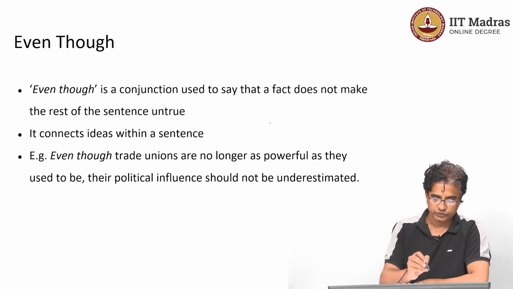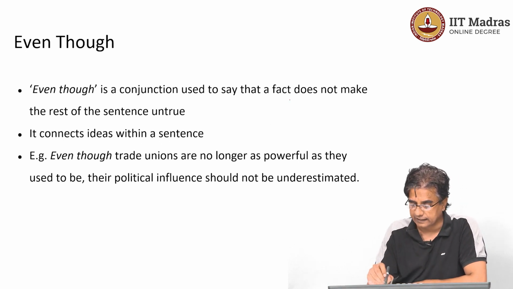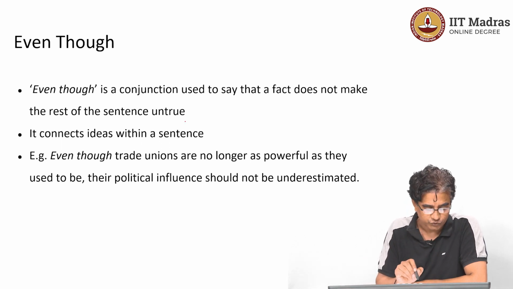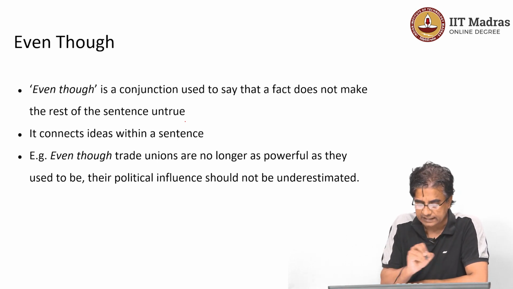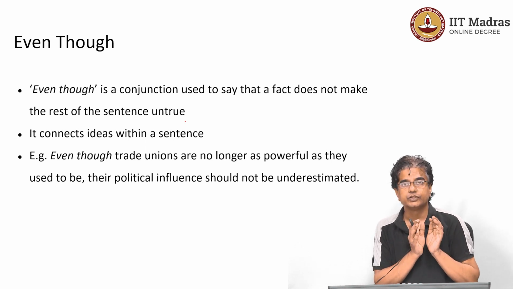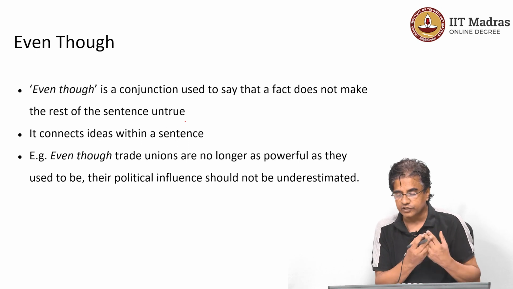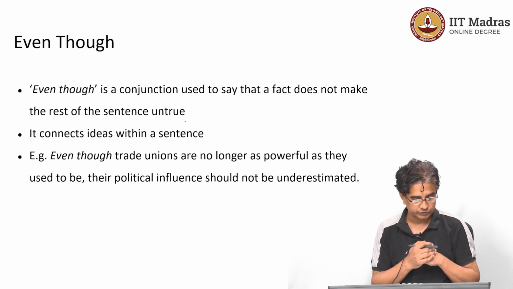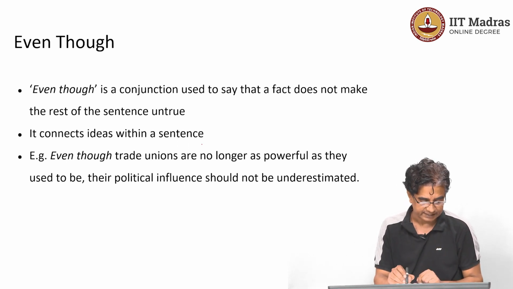So even though is a conjunction used to say that a fact doesn't make the rest of the sentence untrue. So we use even though to connect. It is used in such a way to say that the fact that we are talking about doesn't make the rest of the sentence untrue. In contrast, it connects the ideas within a sentence.